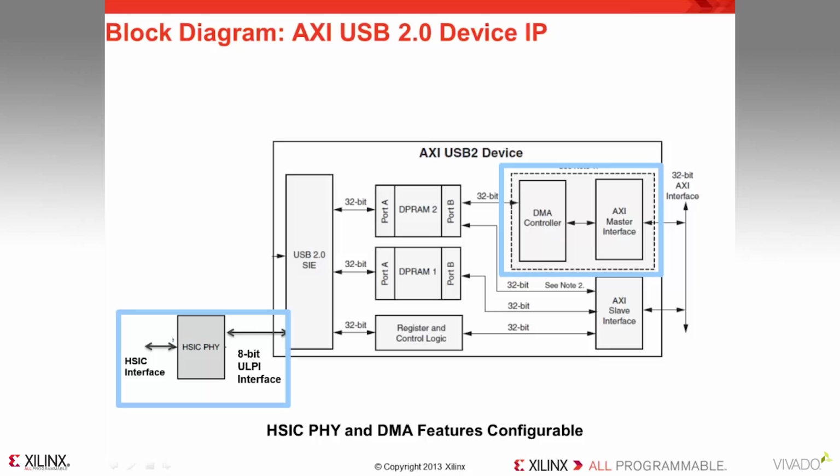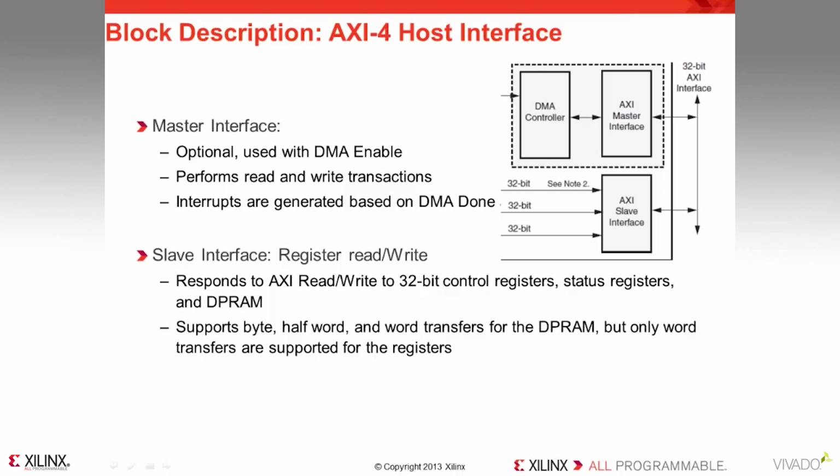And then there is a register and control logic. Continuing the block description discussion, AXI for host interface consists of two interfaces, master and slave. Master is an optional interface as seen before. It is used when the DMA enable option is selected. It performs read and write transactions.